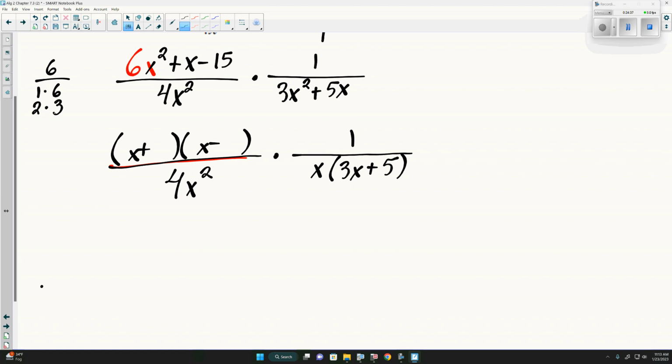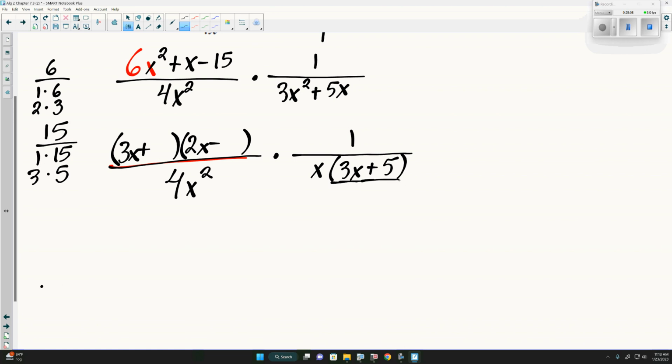Because one of the denominators that we have is 3x plus 5, yes? So if we're going to have something in common, we're going to need 2 or 3 in front of x. Most likely we'll need a 3x, yes? Will the 3x be with the plus or the minus? Plus. Factors of 15 are 1 and 15, or 3 and 5.